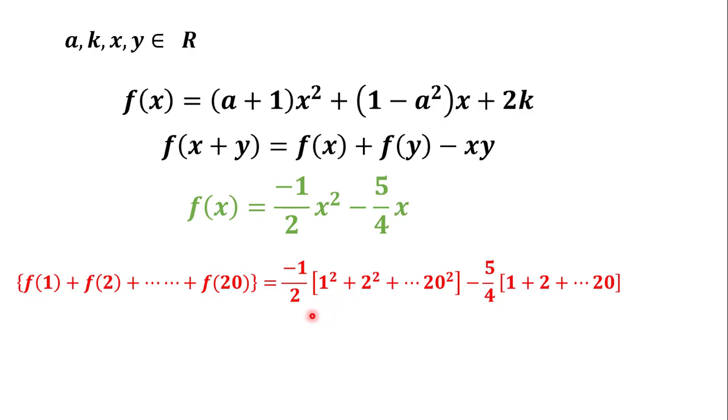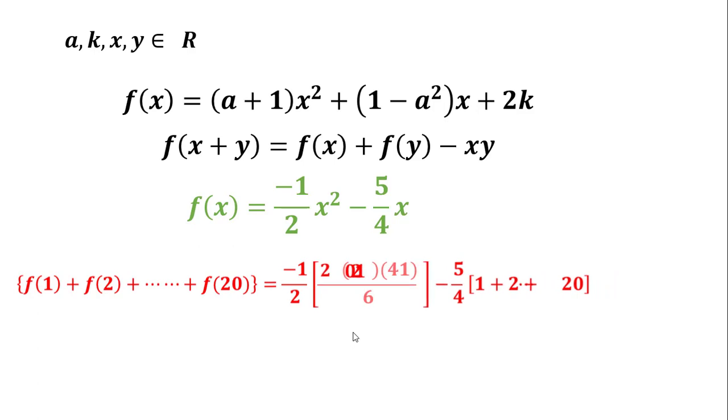As you know, the sum of the squares of the first n natural numbers equals n times n plus 1 times 2 times n plus 1 over 6, and in our problem the number of natural numbers is 20. So 1 squared plus 2 squared up to 20 squared is equal to 20 times 21 times 41 over 6.